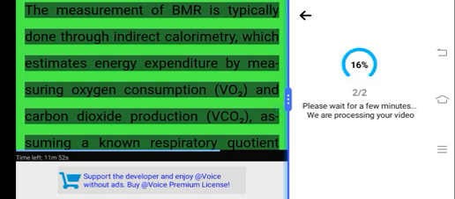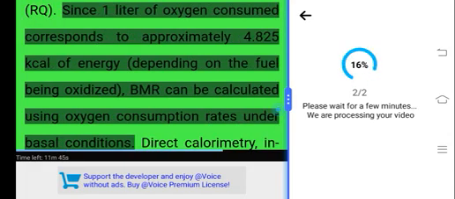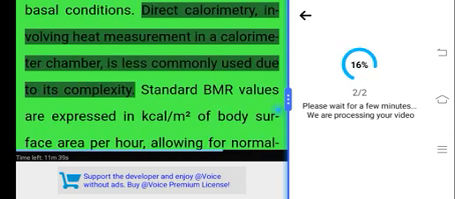The measurement of BMR is typically done through indirect calorimetry, which estimates energy expenditure by measuring oxygen consumption and carbon dioxide production (VCO2), assuming a known respiratory quotient (RQ). Since 1 liter of oxygen consumed corresponds to approximately 4.825 kilocalories of energy, depending on the fuel being oxidized, BMR can be calculated using oxygen consumption rates under basal conditions. Direct calorimetry, involving heat measurement in a calorimeter chamber, is less commonly used due to its complexity.